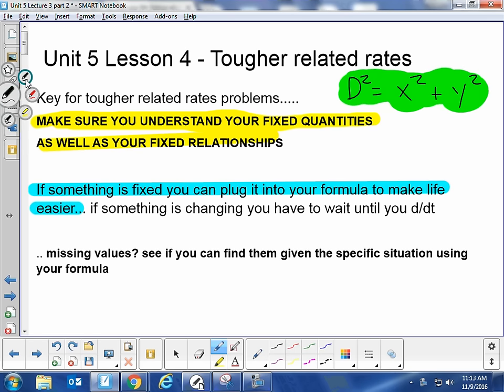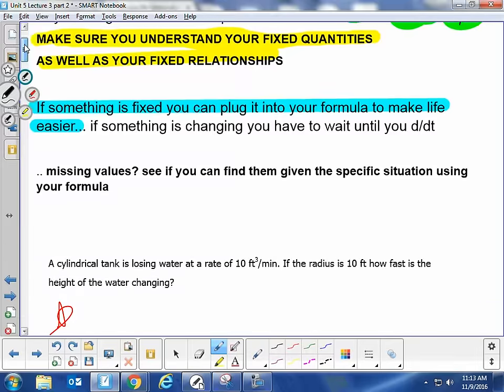D squared would be like the hypotenuse of your right triangle. X would be the horizontal distance. Y would be the vertical distance. Okay? If things are fixed, you could plug it into your original equation. Okay? We're going to just get to one problem on this first page and then focus most of our time on the second page.